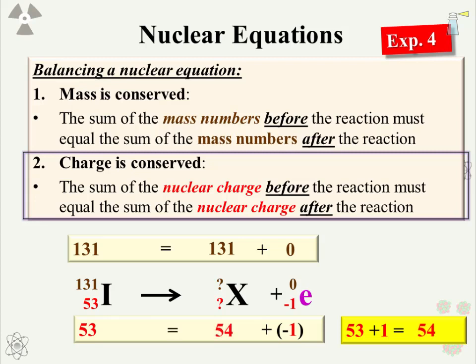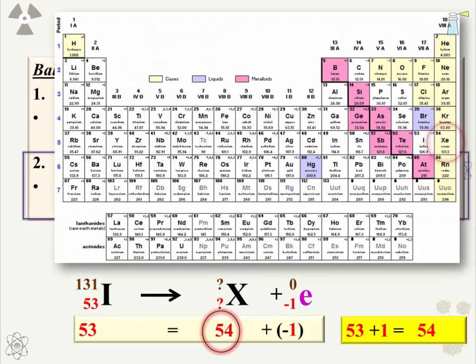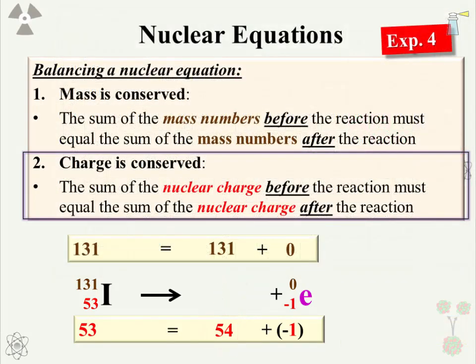The unknown has a charge of 54. It has 54 protons, and an atomic number of 54 is the element xenon. Our unknown is xenon with a mass number of 131. Balance the mass, balance the charge, and complete the equation.